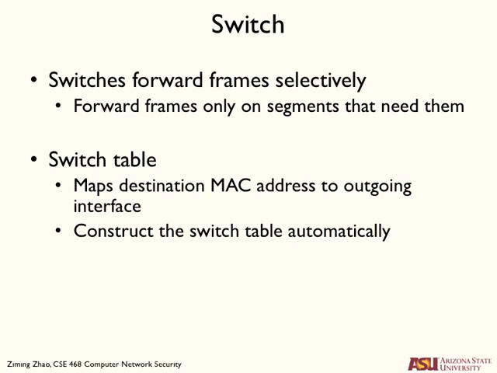Switches forward frames selectively. It will not forward the frame to all the ports. It will only forward the frame to the port that needs it. In any switch, there will be a switch table. Sometimes it has other names; some people call it a MAC table. Basically, it maps a MAC address to an outgoing interface. And the outgoing interface here is a physical port on a switch, not the TCP port.